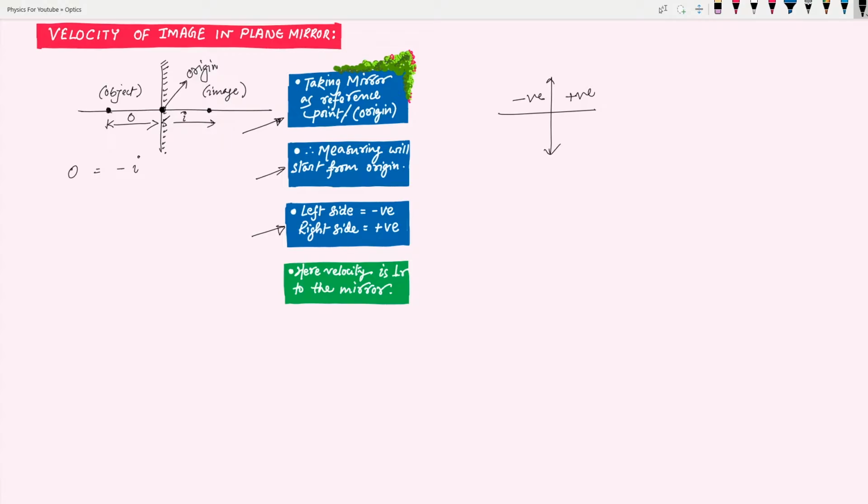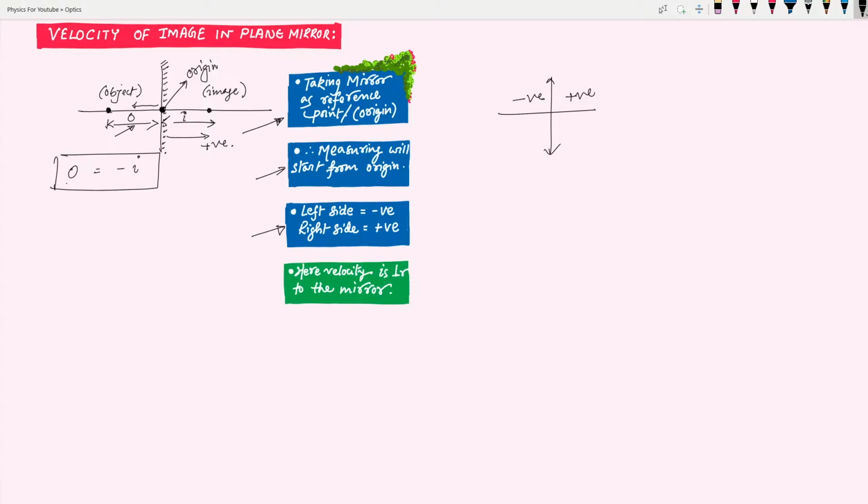Now if you look at this distance O, we can see we will be measuring from the origin. So we will go this side, left side. So actually O is negative. That's why we have said that O is equal to minus I. And if we measure the distance I, then it will be towards the right side. So it is positive. So I is positive and O is negative. So we have written the value of O is equal to minus I. I hope this much is clear.